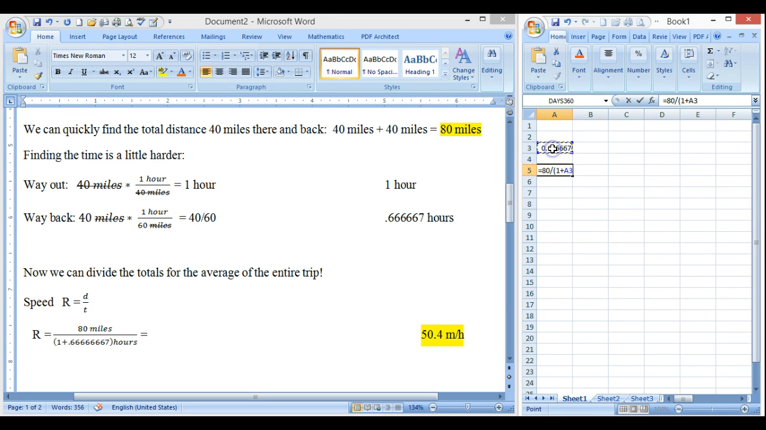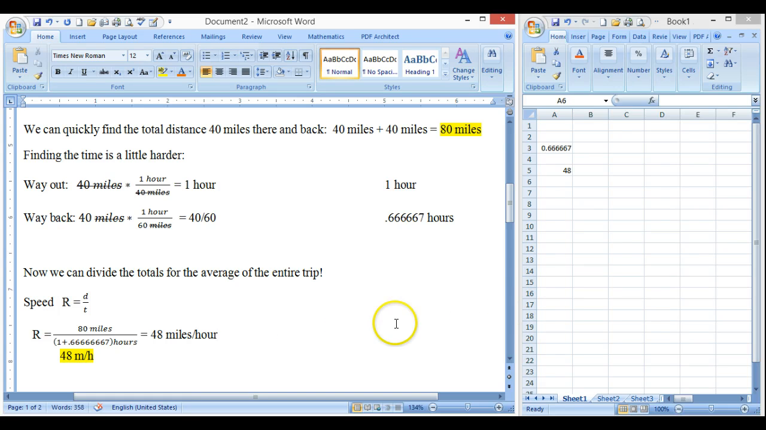However, if I click on this one, just one left click, it will take that exact calculation. So I'm actually not rounding because I'm doing the cell reference. Close my parenthesis, press enter, and there we go. And because this one was from my old example, I'm going to delete that, and there we go. We have 48 miles per hour for the entire trip. And I'm going to put over here, that 50 was from a different example. I was working this out, trying to make it look nice. There we go.